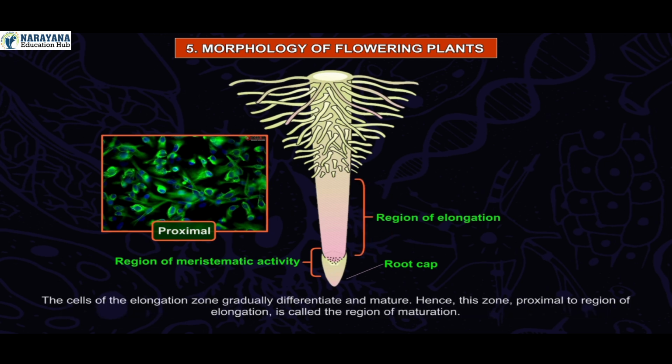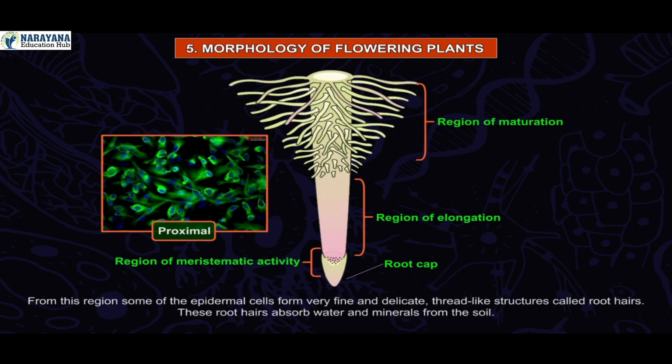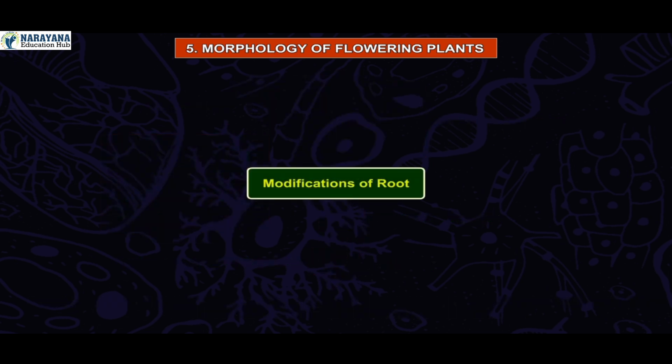The cells of the elongation zone gradually differentiate and mature. Hence, this zone proximal to the region of elongation is called the region of maturation. From this region, some of the epidermal cells form very fine and delicate, thread-like structures called root hairs. These root hairs absorb water and minerals from the soil.